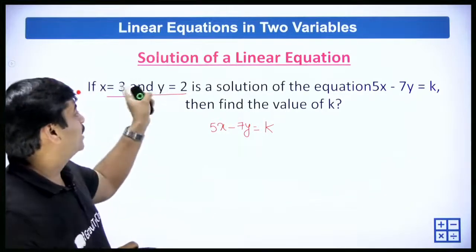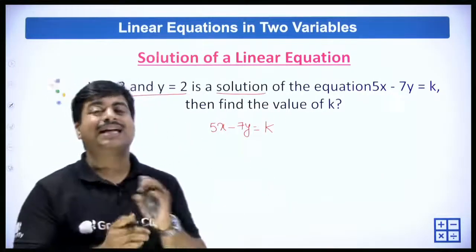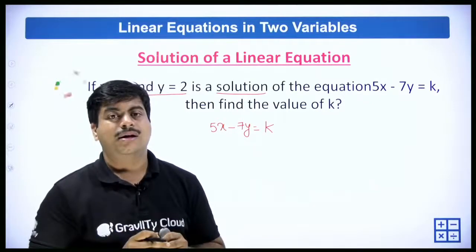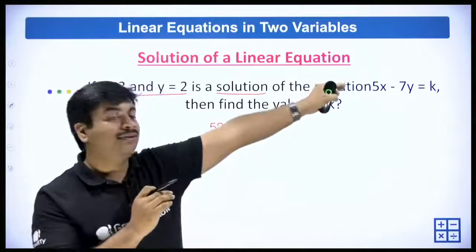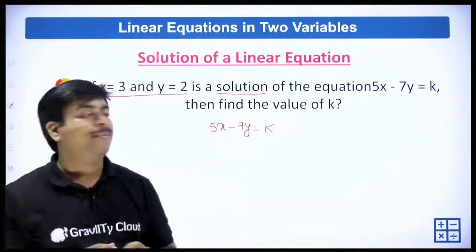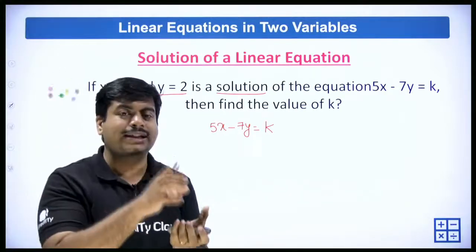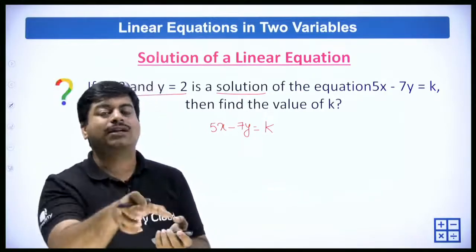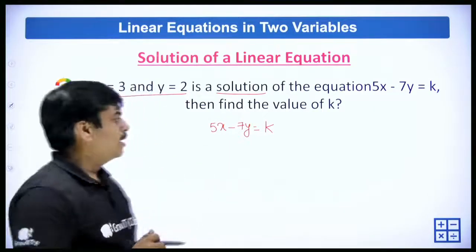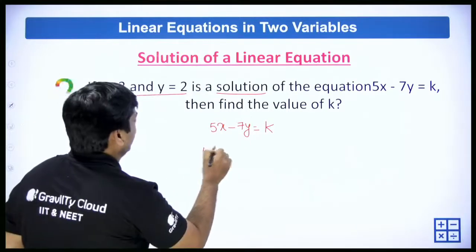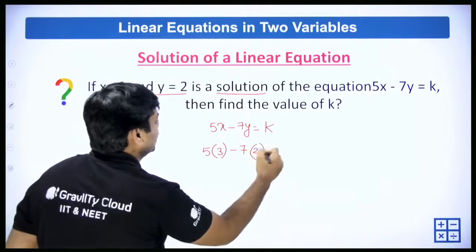x and y, 3 and 2, is a solution. When I say solution, that means it should satisfy the equation. Here only one equation is there, so those two values of x and y should satisfy this equation 5x minus 7y is equal to k. Satisfy means you just need to substitute that value of x and y in the given equation. That is the meaning of solution. So 5 times 3 minus 7 times 2 is equal to k.